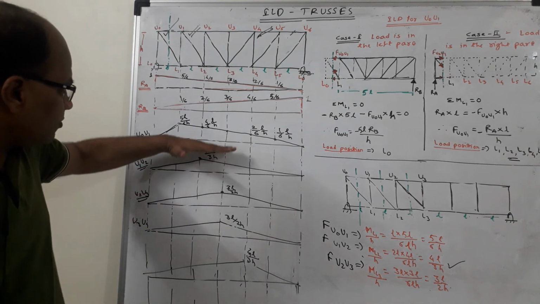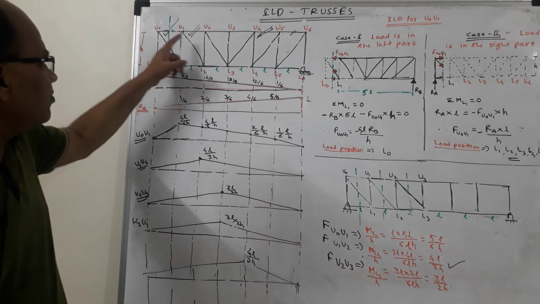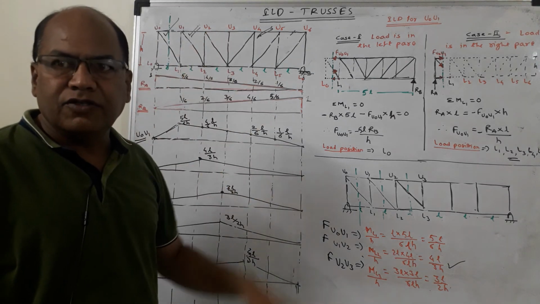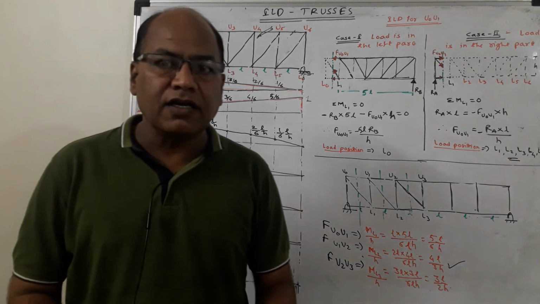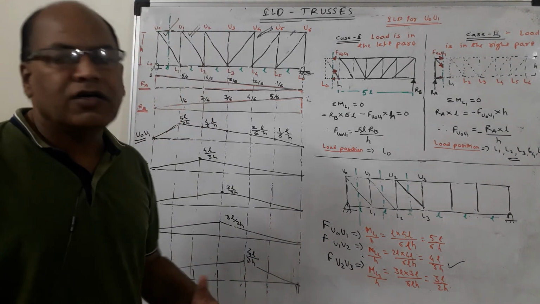All these diagrams are above the baseline. It is because all the members carry compressive forces. If the members are carrying tensile forces, the diagrams are to be plotted below the baseline.